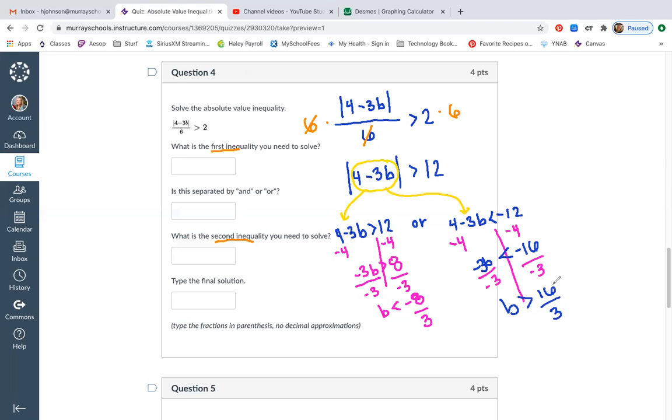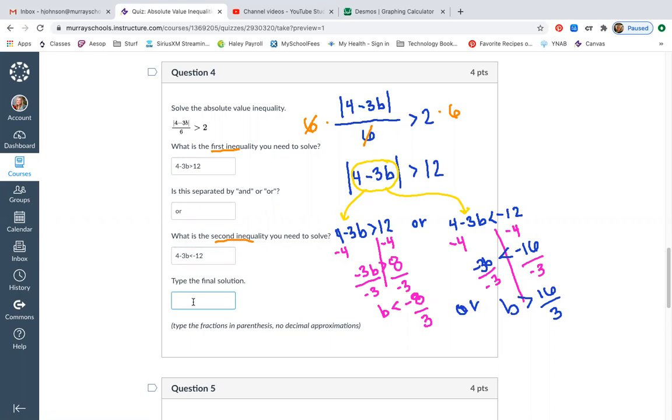All right, so now when I go to type these in, I even gave you a little bit of a reminder. Oh, I forgot one thing. I gotta write the word or in the middle. Okay, so I come over here. My first inequality was this thing right here. 4 minus 3b is greater than 12. Second inequality, or it was separated by the word or. My second inequality is 4 minus 3b is less than negative 12.